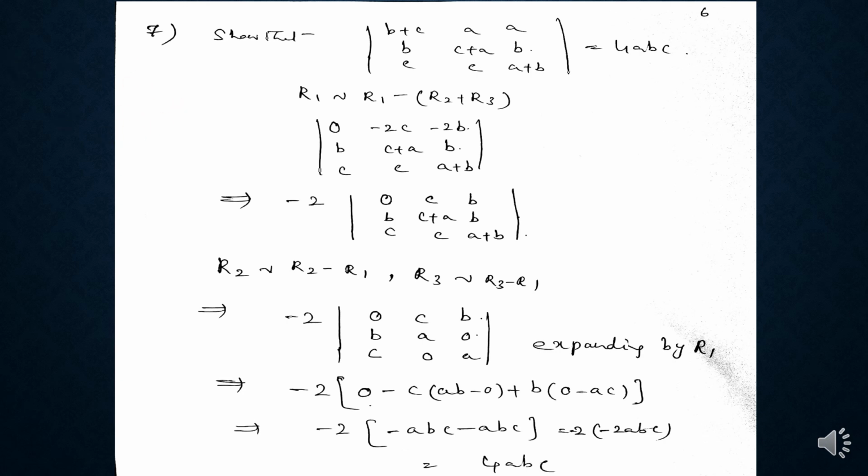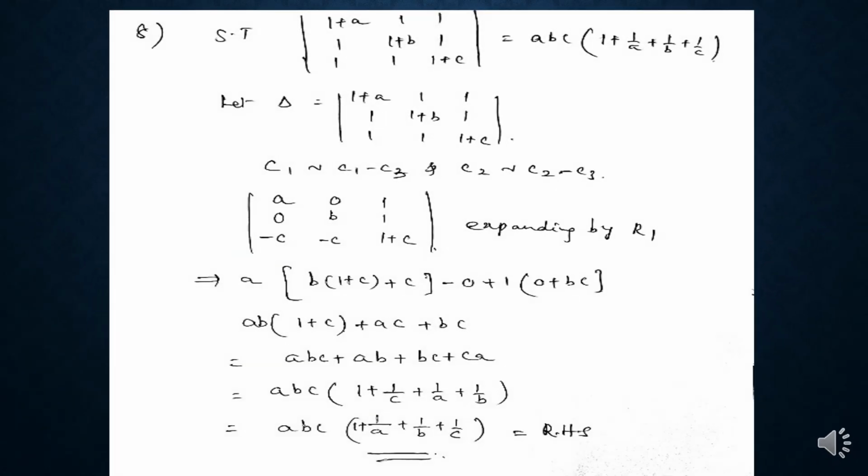Next, show that det 1 plus a, 1, 1, 1, 1 plus b, 1, 1, 1, 1 plus c is equal to abc into 1 plus 1 by a plus 1 by b plus 1 by c. Let the given determinant be delta is equal to 1 plus a, 1, 1, 1, 1 plus b, 1, 1, 1, 1 plus c.